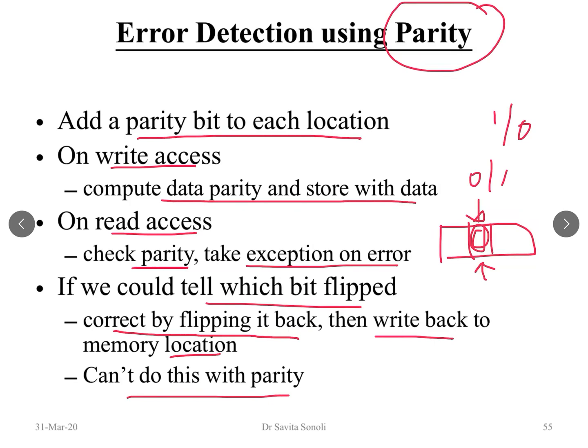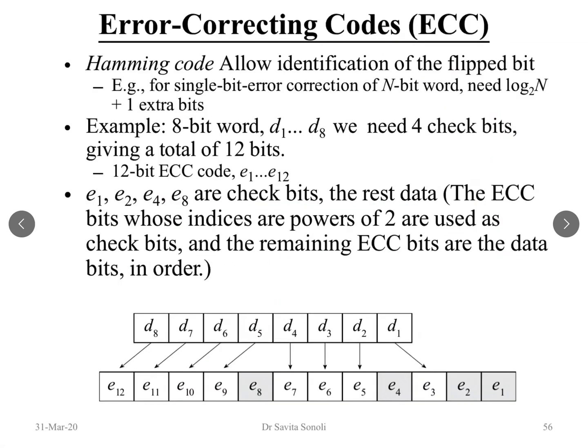But this we cannot do with the parity. With the parity, we can only detect the error. We can only detect the error by checking the parity, but we cannot correct it. So then how are we going to correct the error in the memory? The best way is to use error correcting codes. There are different error correcting codes, and among them, Hamming code is the best one.